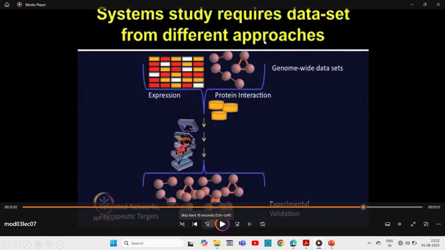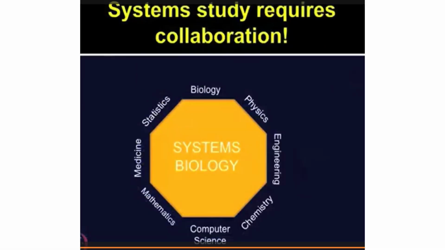So from different approaches like genomics, proteomics, metabolomics, it requires data sets from different approaches, and then once it has the whole data set, it can give a holistic perspective about whatever the study was involved in.